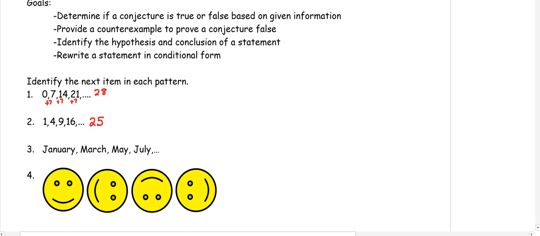Number 3, we have January, March, May, July. Notice that the pattern is skipping a month. So the next month then would be September.